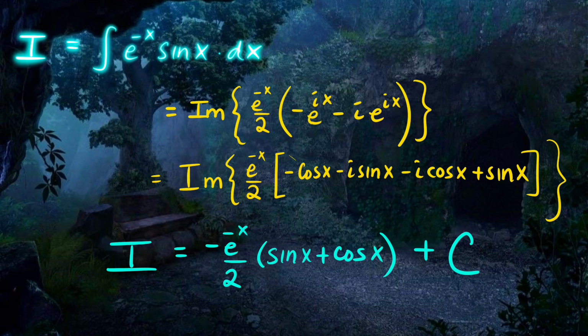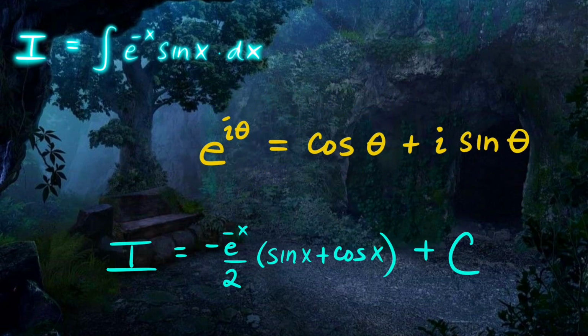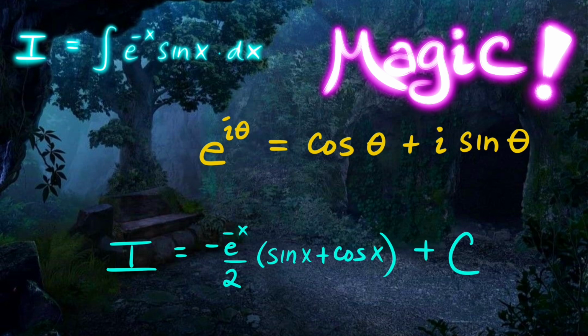which is going to be what our integral is equal to, and wouldn't you know it, negative e to the negative x over 2 multiplied by sine x plus cosine x plus some constant c. Truly a magical experience. This is one of my favorite formulas in math, and I hope it's one of yours. It truly is magic, and I hope you enjoyed this video.